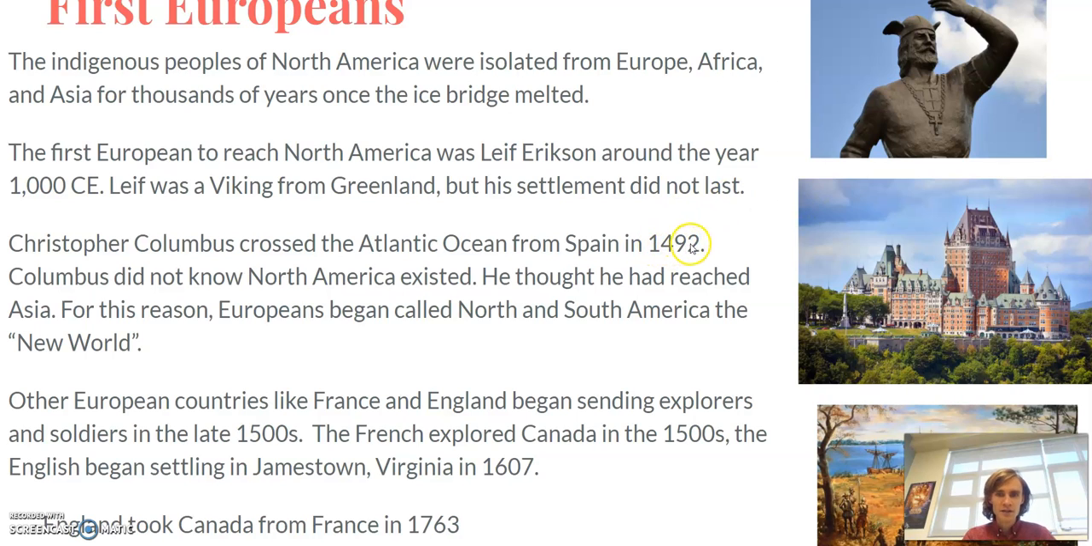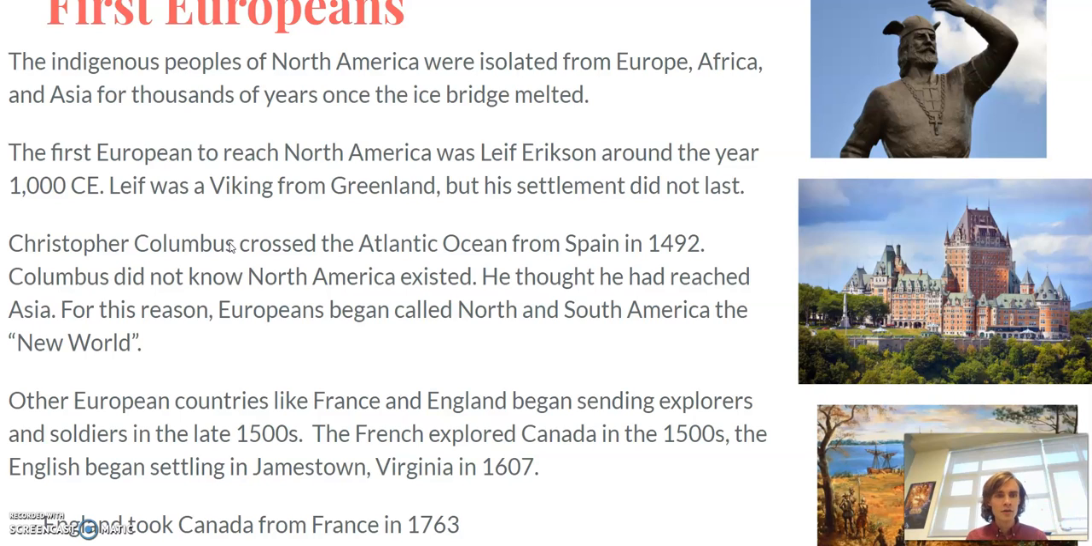Around 492 years later, a man named Christopher Columbus, who you probably have all heard of, sailed across the Atlantic Ocean from Spain. Columbus did not know that North America existed at the time. European maps did not show it. He thought he was sailing across to get to Asia. So when he landed in the Caribbean islands, he thought he had reached Asia. This is a mistake that people soon realized, but for this reason, Europeans called North and South America the New World because it had just been discovered by them. In reality, it wasn't any newer than the other land. People have been living there for thousands of years, but the Europeans call it the New World.